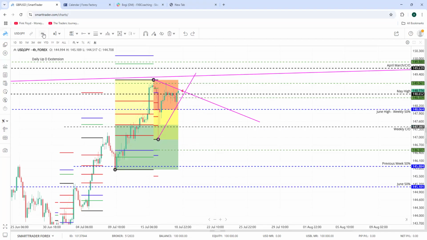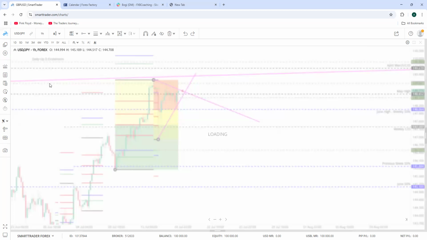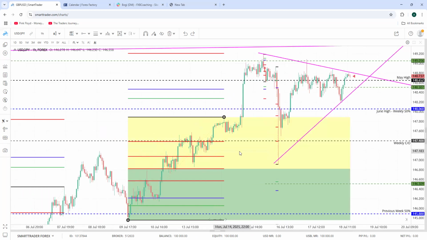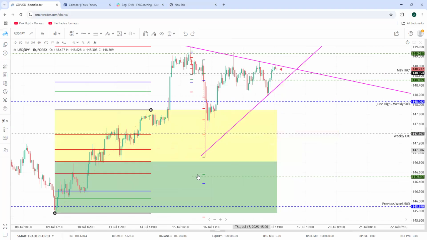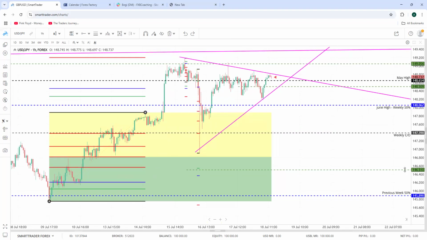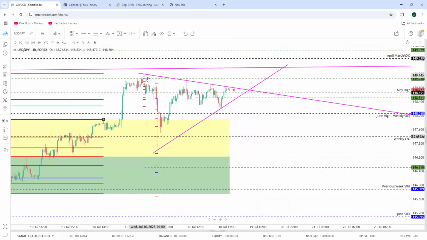Now you can even turn around and go, well, let's go to the 1 hour. And why do I want to go to the 1 hour? Because 100 pips is a lot. Okay, I'm starting here. So if I start here and look where my D extension is, just past this weekly. This is actually pretty cool.